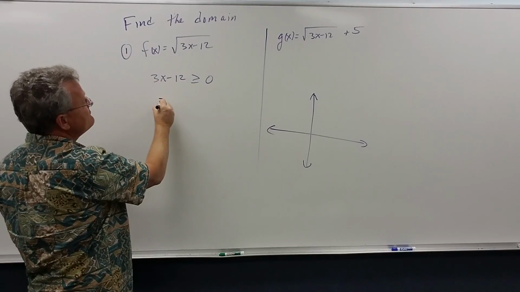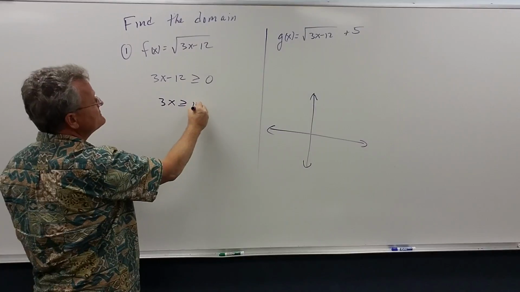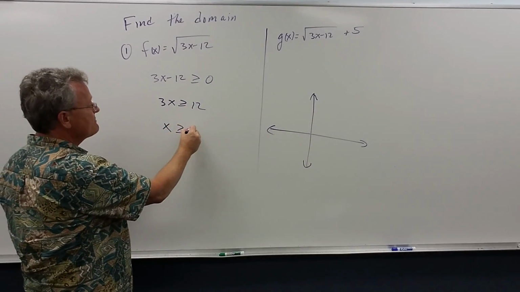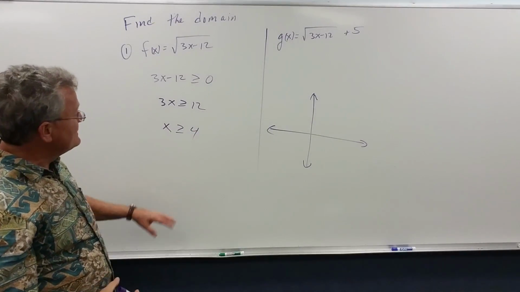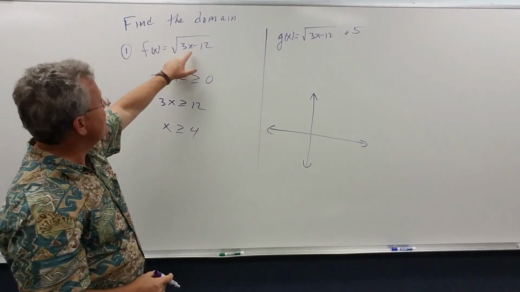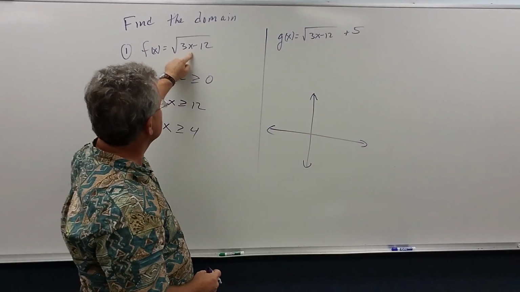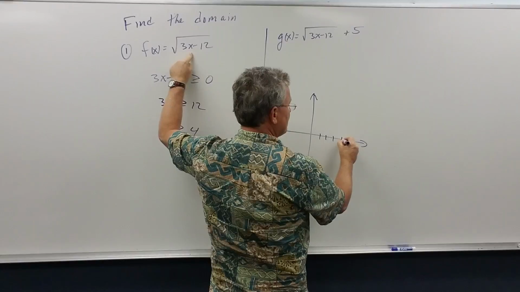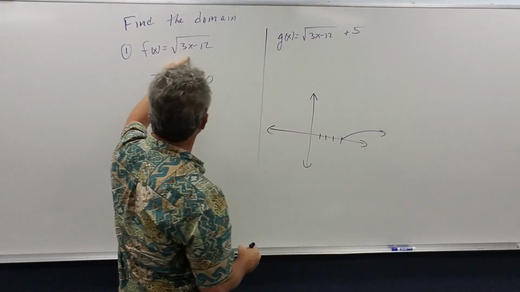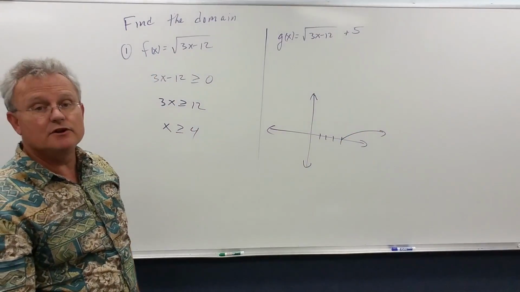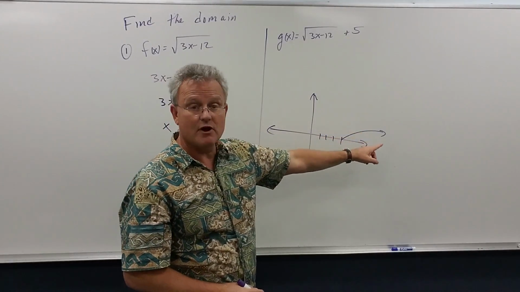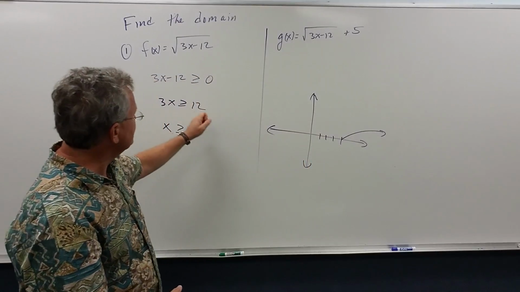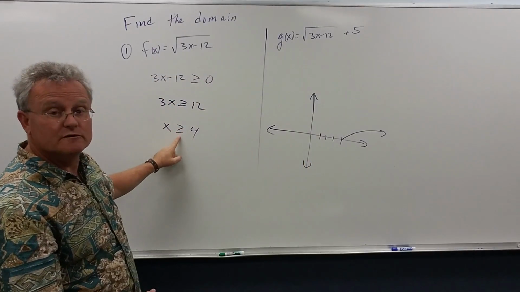When I add 12 to both sides, we end up with this, and we divide by 3, and 12 divided by 3 is 4. Now, let's connect this to the graph. If we get out our calculator and plug y equals the square root into our graphing calculator, this is the graph, starting here at 4, and we can see the graph exists for x values greater than or equal to 4.